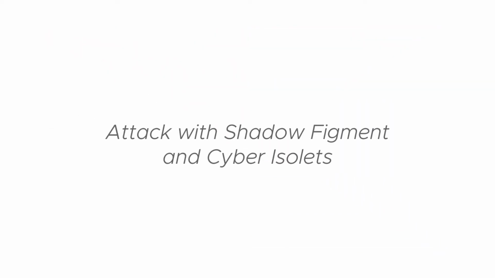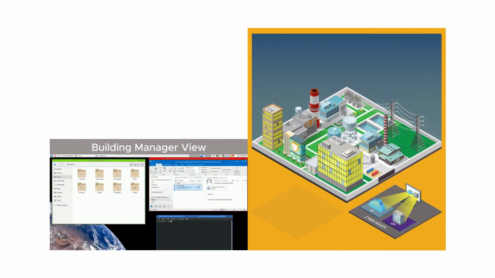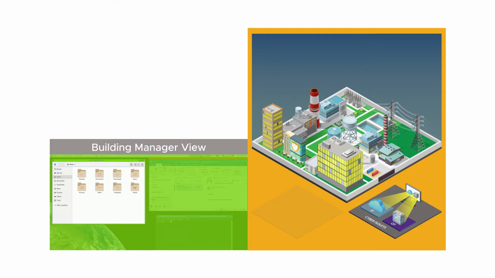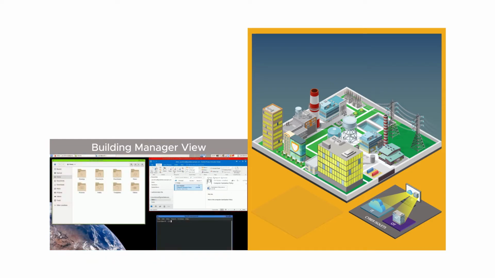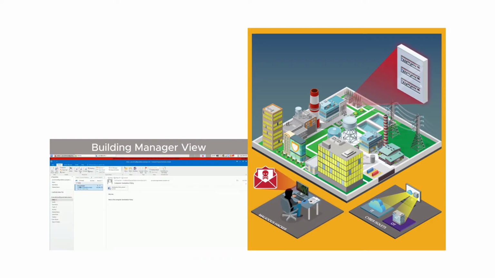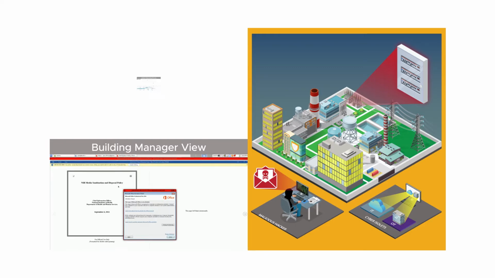In the next attack scenario, Shadow Figment is deployed, along with another Pacific technology called Cyber Isolets. Cyber Isolets is a computing system and method designed to isolate or compartmentalize business processes across IT systems and networks. This prevents cyber threats from pivoting around defenses to critical OT systems.